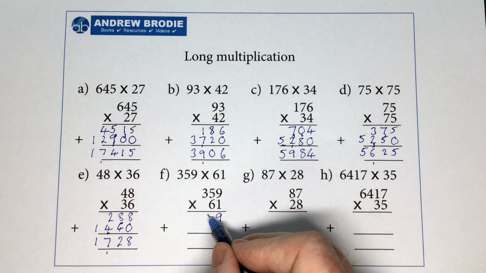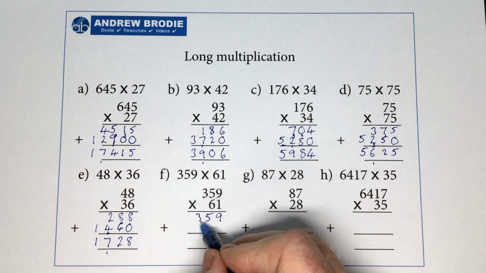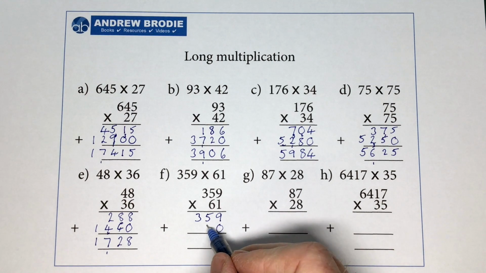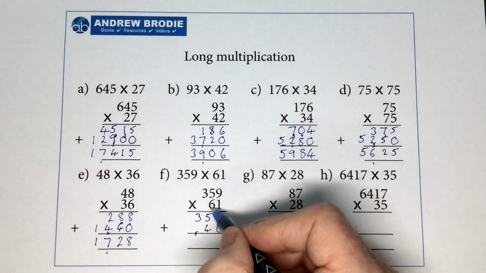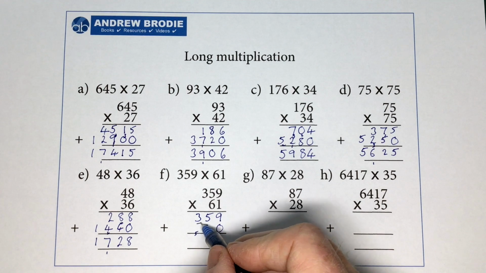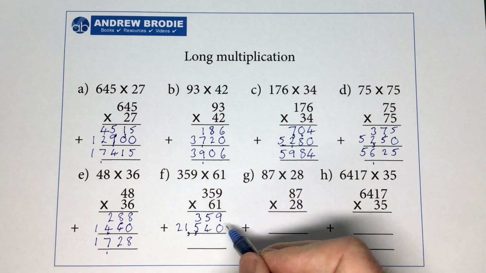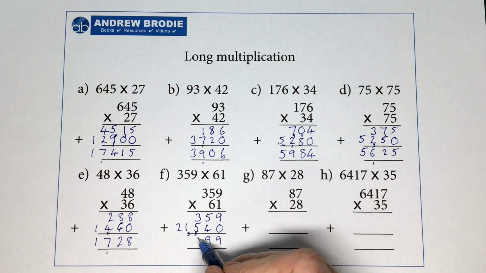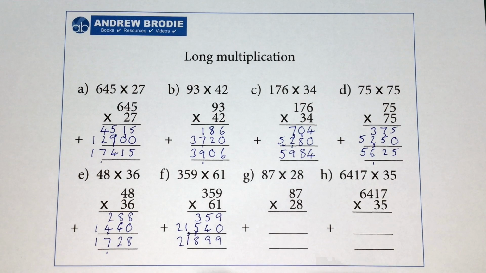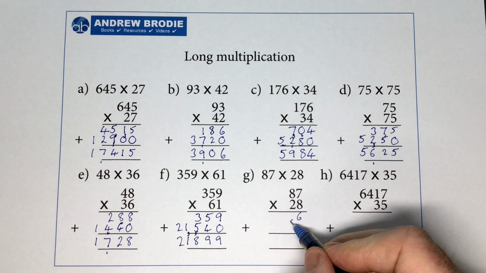1 9 is 9. 5 times 1 is 5. 3 ones are 3. Put a 0. 9 sixes are 54. 5 sixes are 30. Add 5 makes 35. 3 sixes are 18. Add 3 makes 21. 9, 9, 8, 1, 2. 21,899.